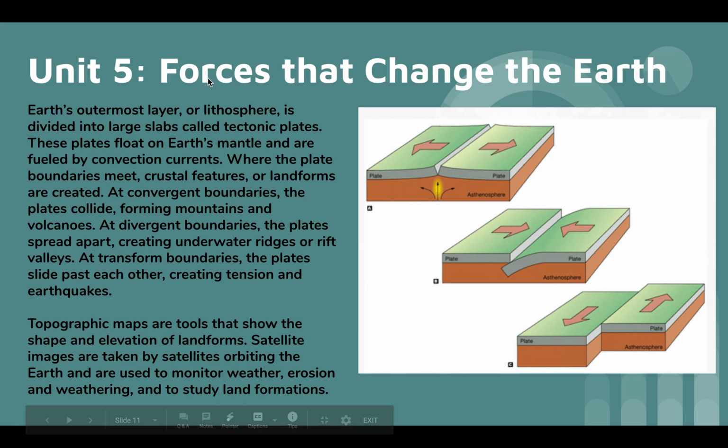In Unit 5, we looked at forces that change the Earth. So we learned that Earth's outermost layer, or lithosphere, is divided into these large slabs called tectonic plates. These plates float on Earth's mantle and are fueled by those same convection currents that we learned about in wind. Where the plates meet, which is called the plate boundaries, crustal features or landforms are created.